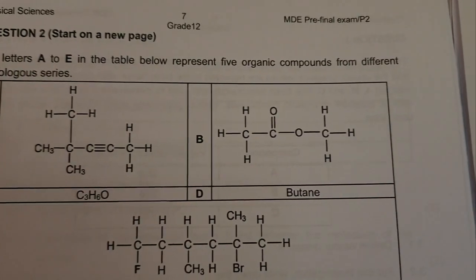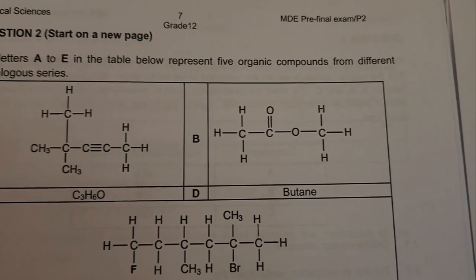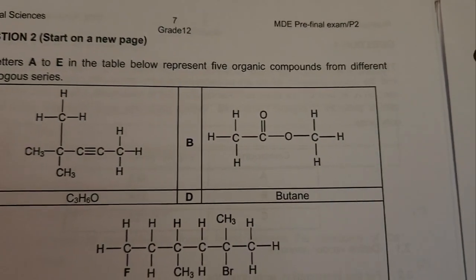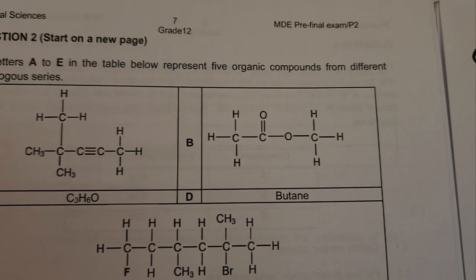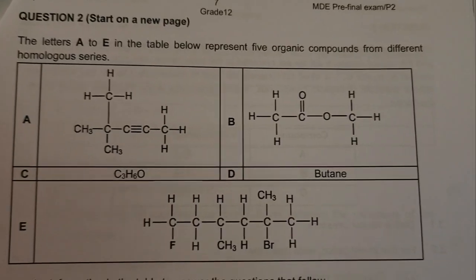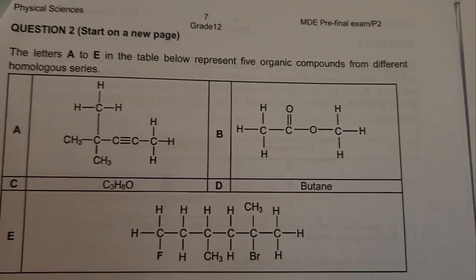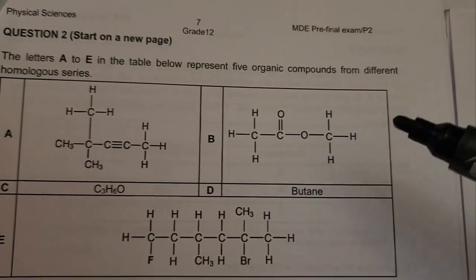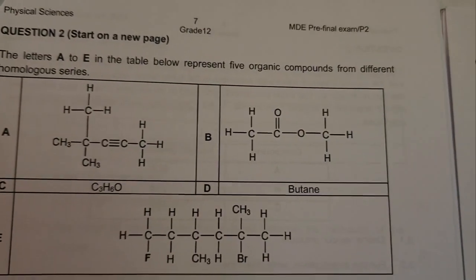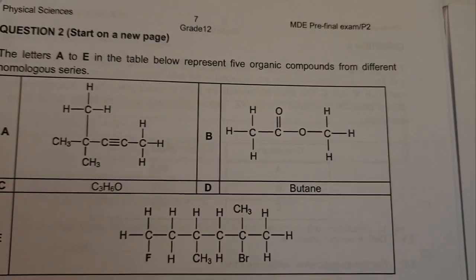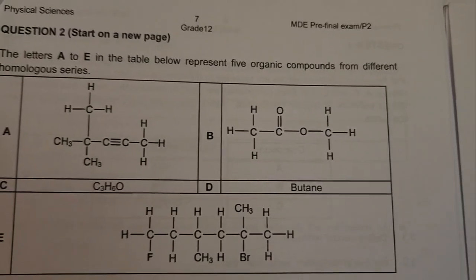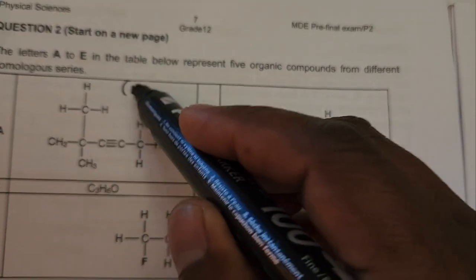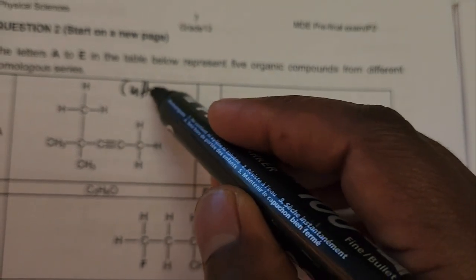Now remember, you just have to analyze this table before you attempt the questions, knowing that doing that you will be really saving a lot of time in answering. Number 1, you can see that this one is an alkyne, therefore it will have the homologous series alkyne, and the general formula will be CnH2n minus 2.